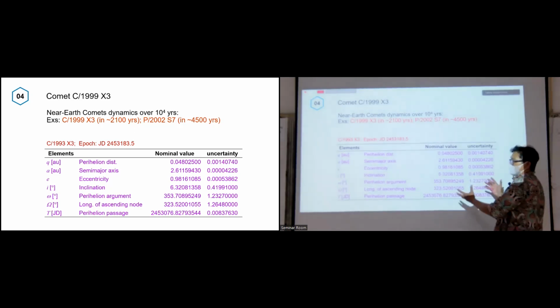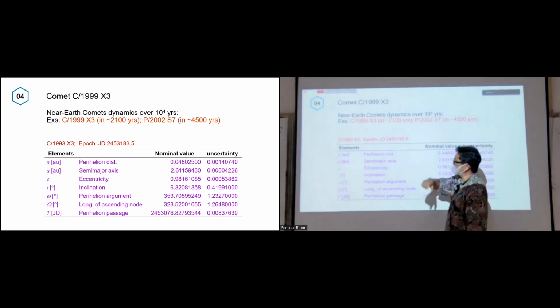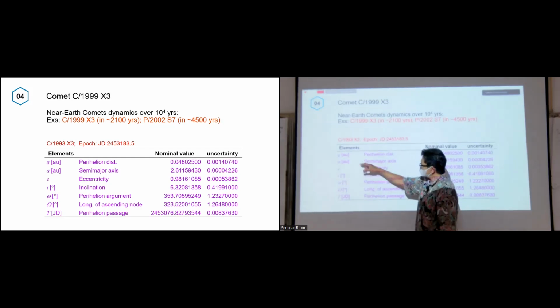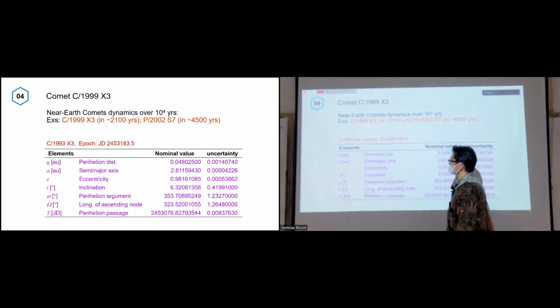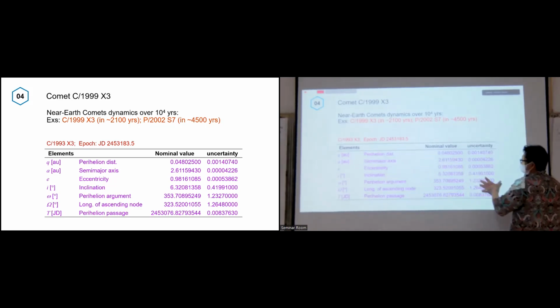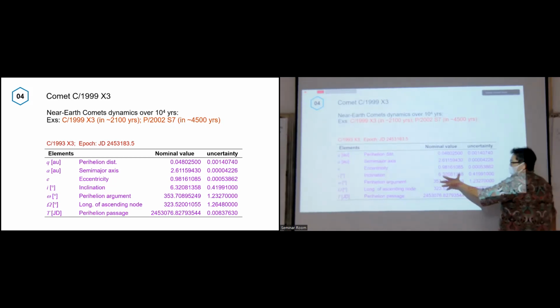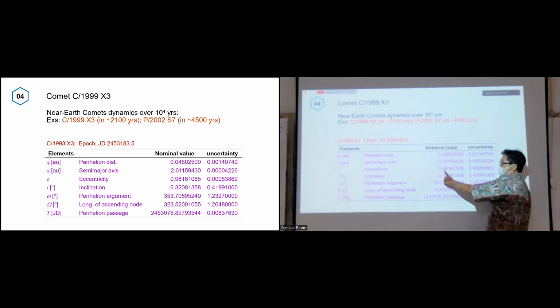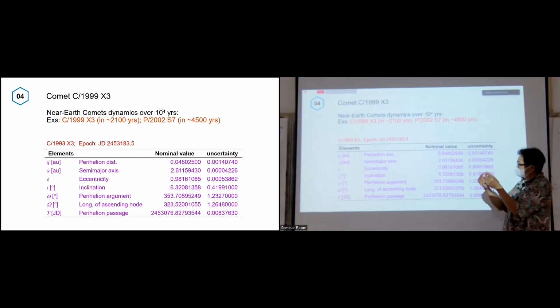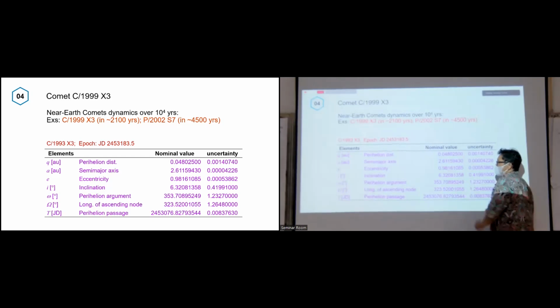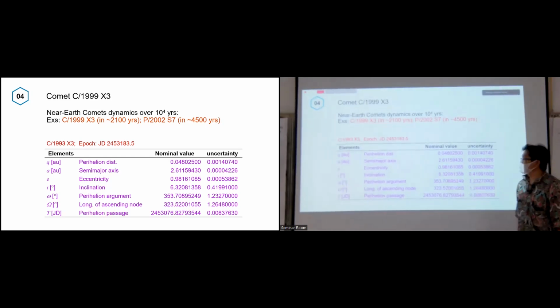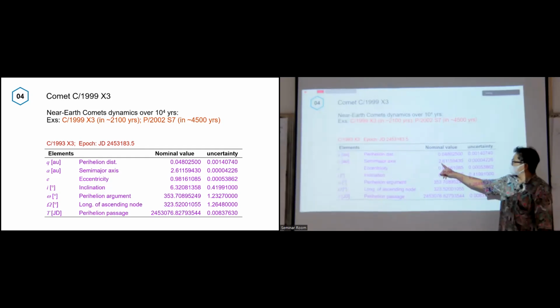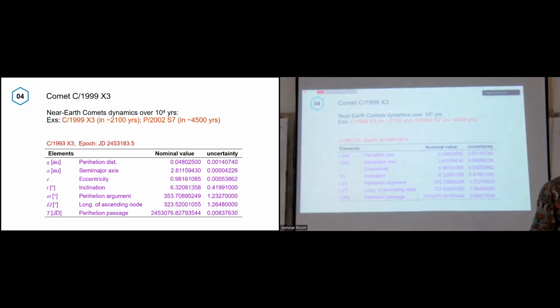Once again, we collect data. For comets, we actually have 6 parameters because it can be changeable: A and Q, the perihelion distance. This is the nominal value and this is the uncertainty of the value. For example, eccentricity close to 1, a very, very eccentric orbit, 0.98. Small inclination, 2.6 AU from the Sun.